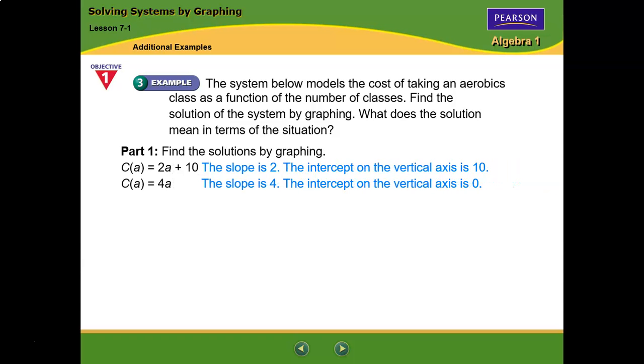Now, the first part, we have to look at the two equations. So we have C of A equals 2A plus 10. Now remember, this C of A is just function notation. That means the cost of an aerobics class. That's the same thing as saying y equals. And then we have another aerobics class that is represented by this function, C of A equals 4A. Now let's make sure that we understand what this means.